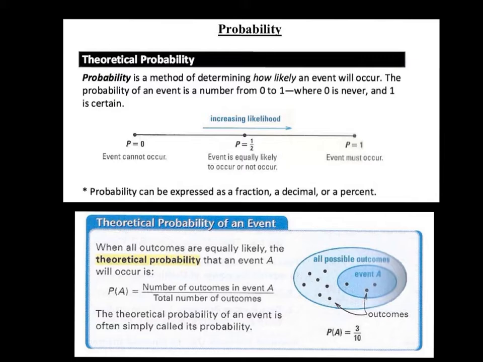So probability can be expressed as a fraction, a decimal, or a percent. So as we work through here, it doesn't matter to me which value you use, as long as it's correct, that's fine. So theoretical probability, that's your first one we're going to look at.